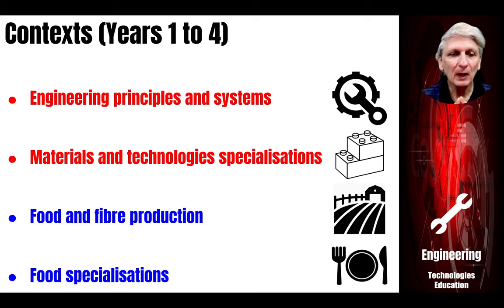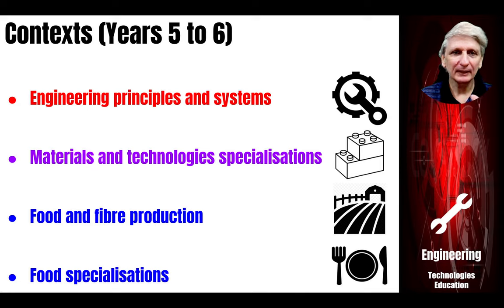And then we have food and fiber production combined with food specialization. In particular, this looks at how we grow things, how we produce food, how we prepare food, how we make sure food is nutritious, and all the things related to the natural environment, how we create textiles, how we weave things, how we make baskets, how we create various foodstuffs. So they're the two main contexts that we explore in years F to 4.